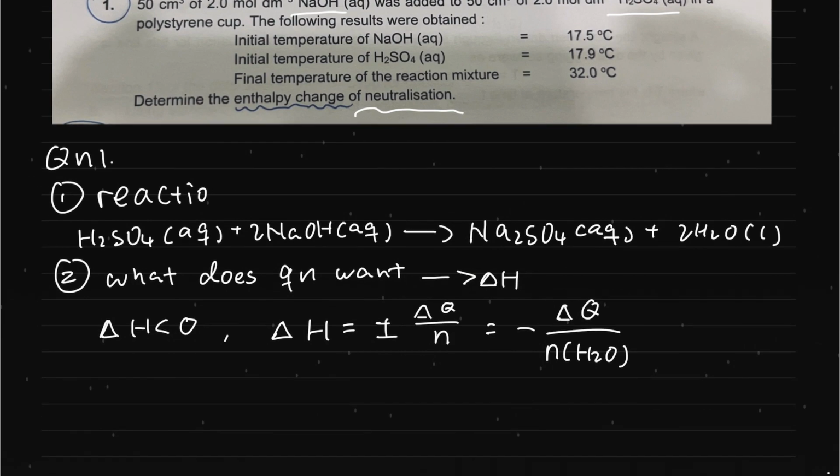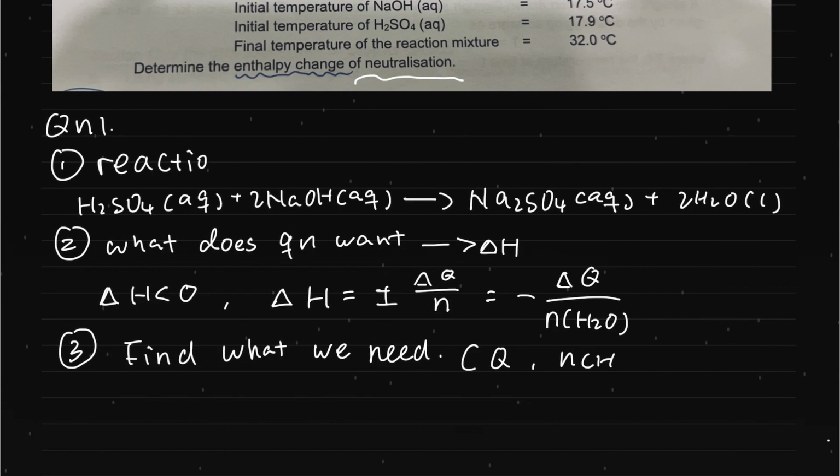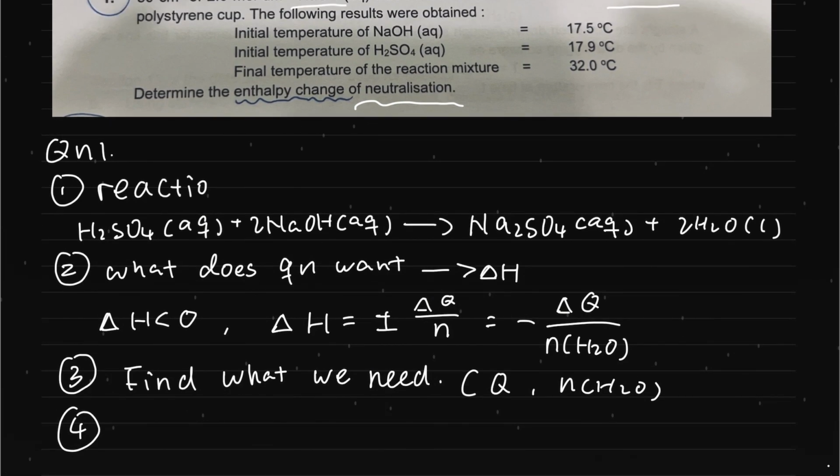So the next step, we're going to find what we need. Obviously, it's Q and n of H2O. Let's go to the next step. The next step is to find what the limiting reactant is, where LR is short for limiting reactant.